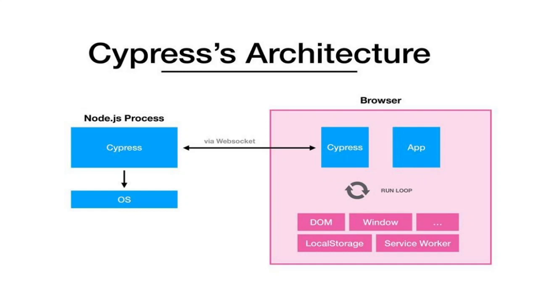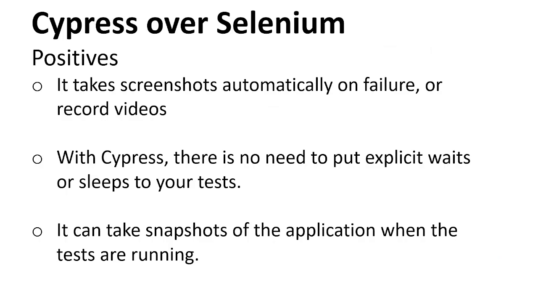We'll see in detail what exactly it is doing. Now, if you look at Cypress over Selenium, what are the positives of Cypress? It takes screenshots automatically on failure. Suppose you're running a script and it gets stuck or fails; Cypress has the functionality to automatically take a screenshot. Also, it can record videos.